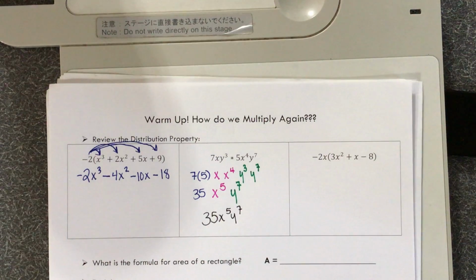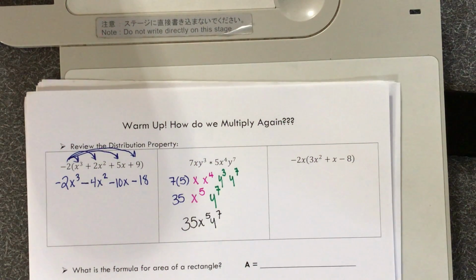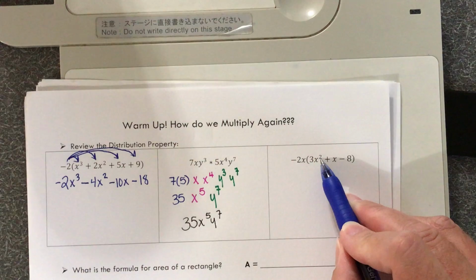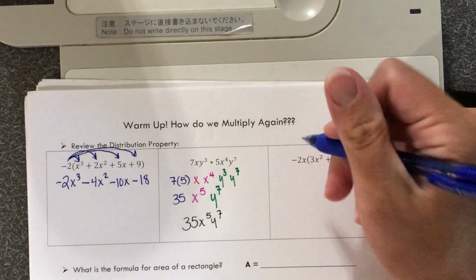When multiplying, my exponents will change. If you remember, when adding and subtracting polynomials, your exponents don't change, just your coefficients. But when I multiply, my exponents will change. Now, in the last example here, we're going to multiply a monomial by a trinomial. Because my monomial has an x with it, then the degrees of my exponents will change.